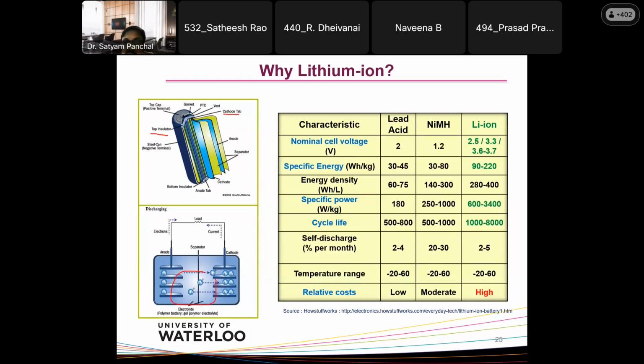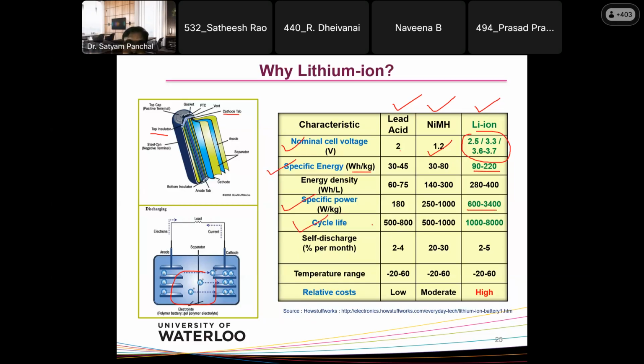If you look at this table, it gives the comparison of lead acid battery versus nickel metal hydride versus lithium ion. The nominal cell voltage of lithium ion ranges from 2.5 to 3.7, so it has a wide nominal cell voltage, while lead acid has only 2 volt and nickel metal hydride has 1.2. Specific energy in watt hour per kg is also high, 19 to 220. The specific power in watt per kg is around 600 to 3400.